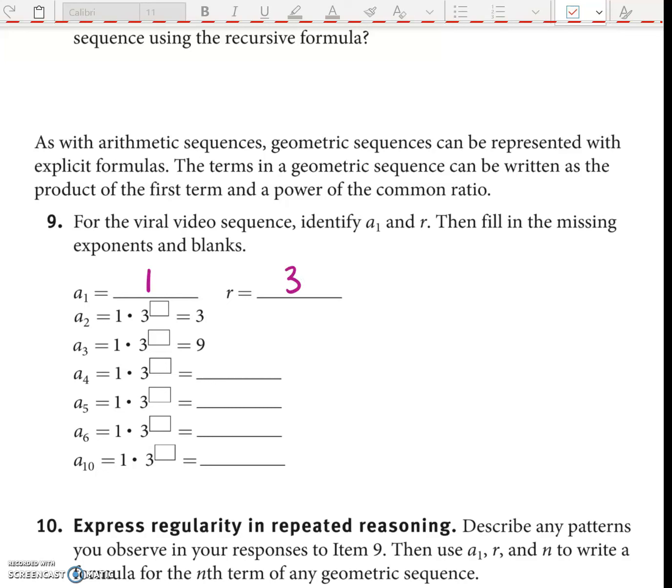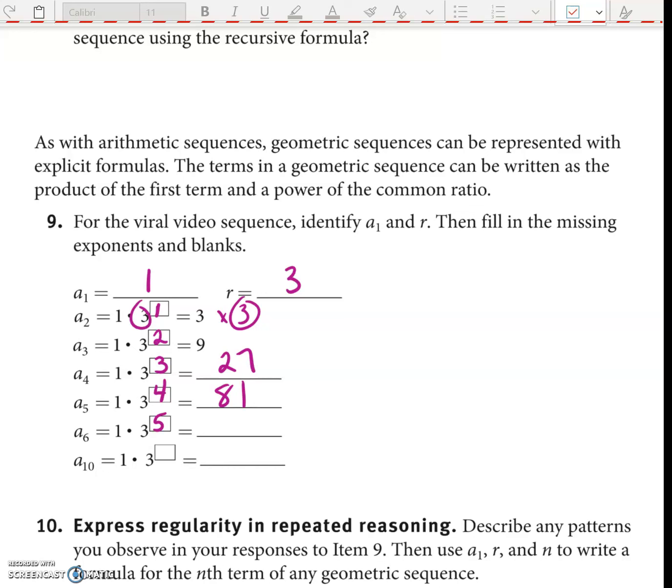So to get A2, I'm taking 1 and multiplying it by 3 just once. That's how I get 3 people that have seen it. For my third term, I'm taking it and multiplying that by 3 again, which means I've multiplied by 3 twice, and that's how I get 9. So you see my exponent just went up by 1. Then I multiply again by 3, which means I've now multiplied by 3 three times, and that's how we got 27. So for the fourth one, I'm going to multiply by 3 four times, which gives us 81.